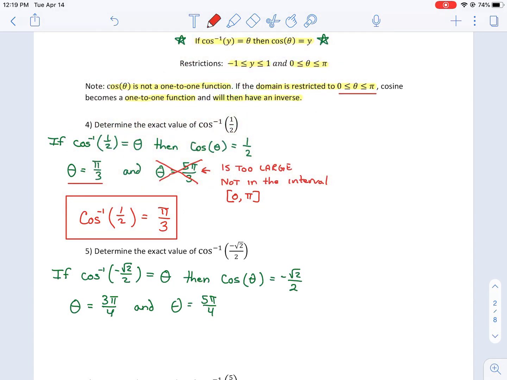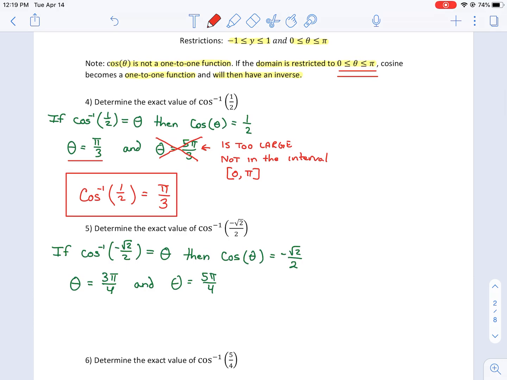However, only one of those angles is in the interval 0 to pi, and that angle is 3 pi fourths. Just like the previous example, 5 pi fourths is too large and is therefore not in the interval 0 to pi. So the answer to this problem is cosine inverse of -square root of 2 divided by 2 is equal to 3 pi fourths.